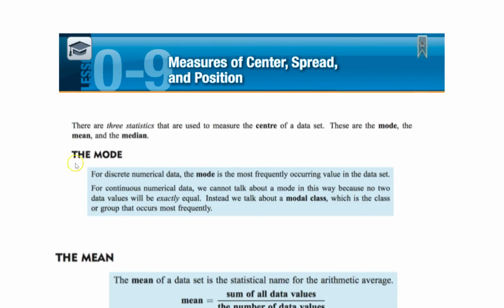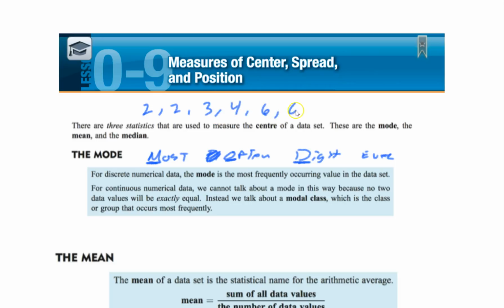So first thing, mode means most often digit. Most often digits is what I always remember. So when you see the most, that is the mode. If I give you a list of numbers here, let's just do it: 2, 2, 3, 4, 6, 6, 7, 7, 7. My mode is the one you see the most, so 7. If the 7s weren't there, then it would be 6 and 2. They both have 2. So most often is the mode.